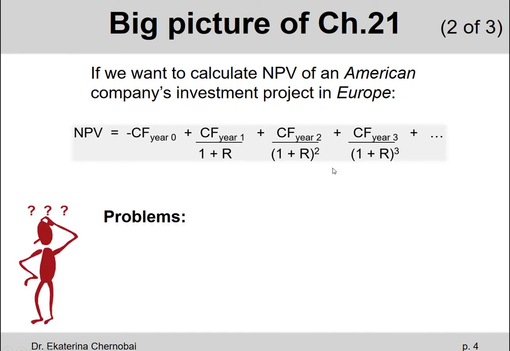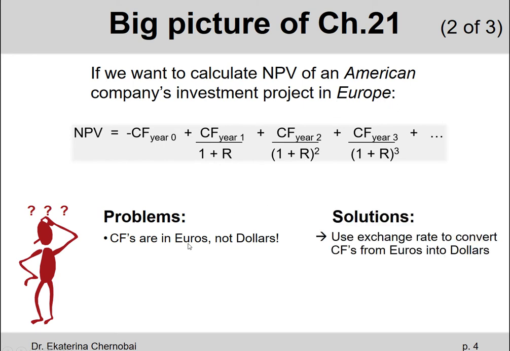What are the problems when the NPV is for an overseas project? First of all, the cash flows from this overseas project are no longer going to be in dollars. They will be in euros, if it's a project that would be taking place somewhere in Europe. How would we solve this problem? Well, we need to use the exchange rate to go back from the euro to the US dollar.